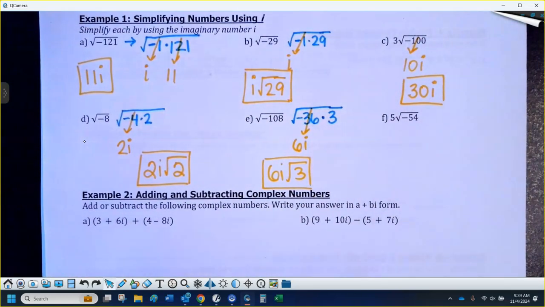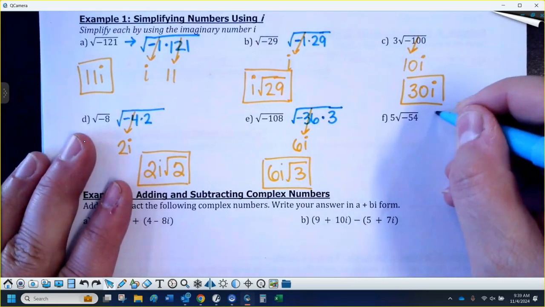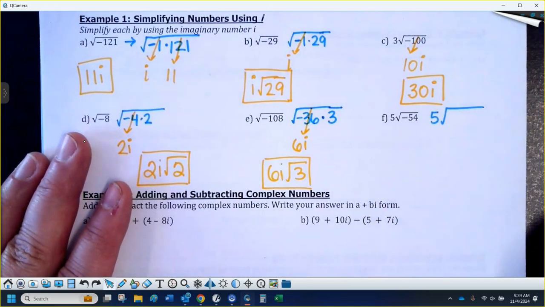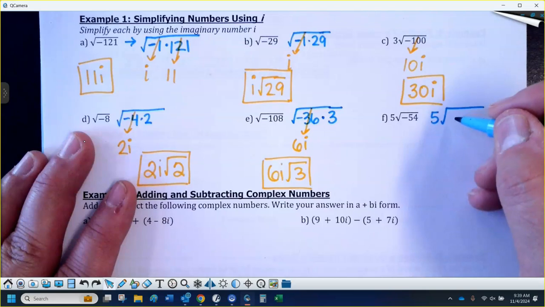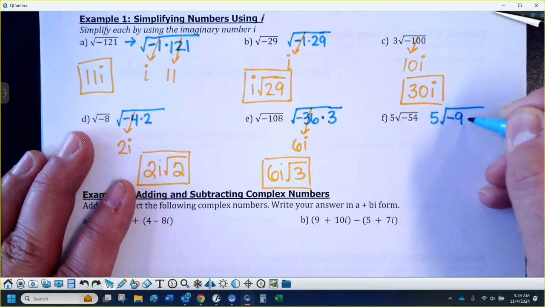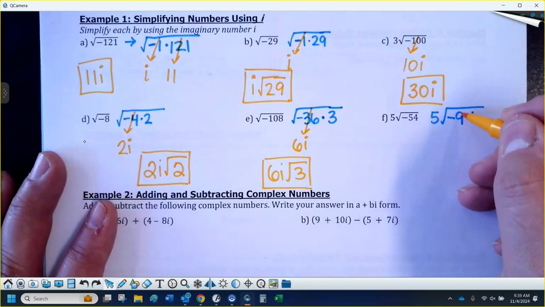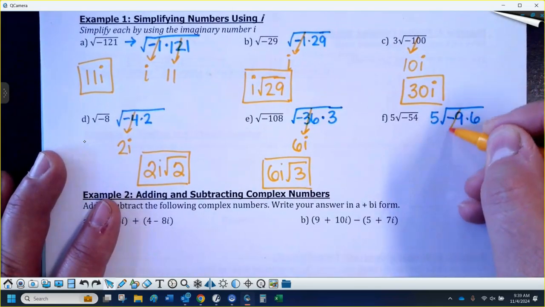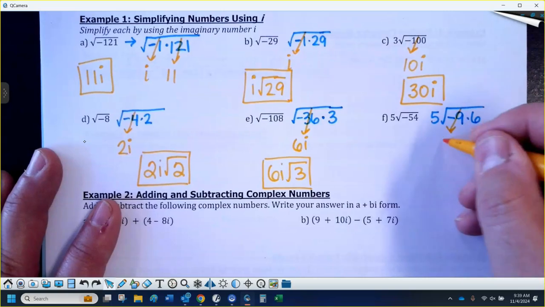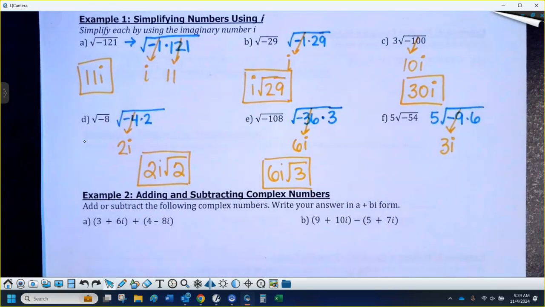Okay, got one more. This one has a 5 in front of it. So I have 5, and then let's see, 54? I think it's just 9. So I'm just going to write negative 9 times 6 as product that gives me 54, where one of those numbers is a lovely perfect square in imaginary land. So we're just going to remove 3 and an i with it because of the negative.